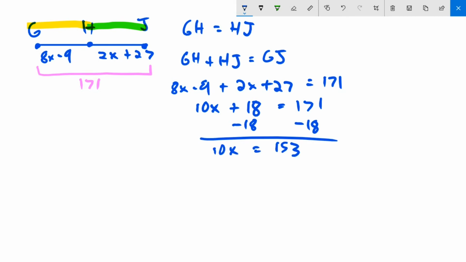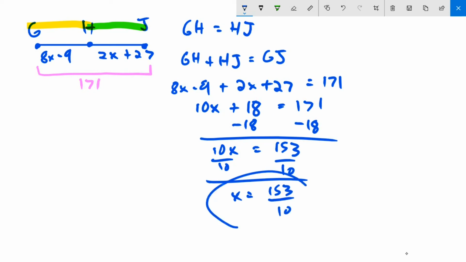Oh, looks like it's going to be a nasty one. Let's divide by 10 on both sides. Oh no. X equals 153 over 10. Don't say it ain't so, but it is. X equals 153 over 10. That's a disgusting fraction, but we're going to have to deal with it. But this question is not asking what is x.